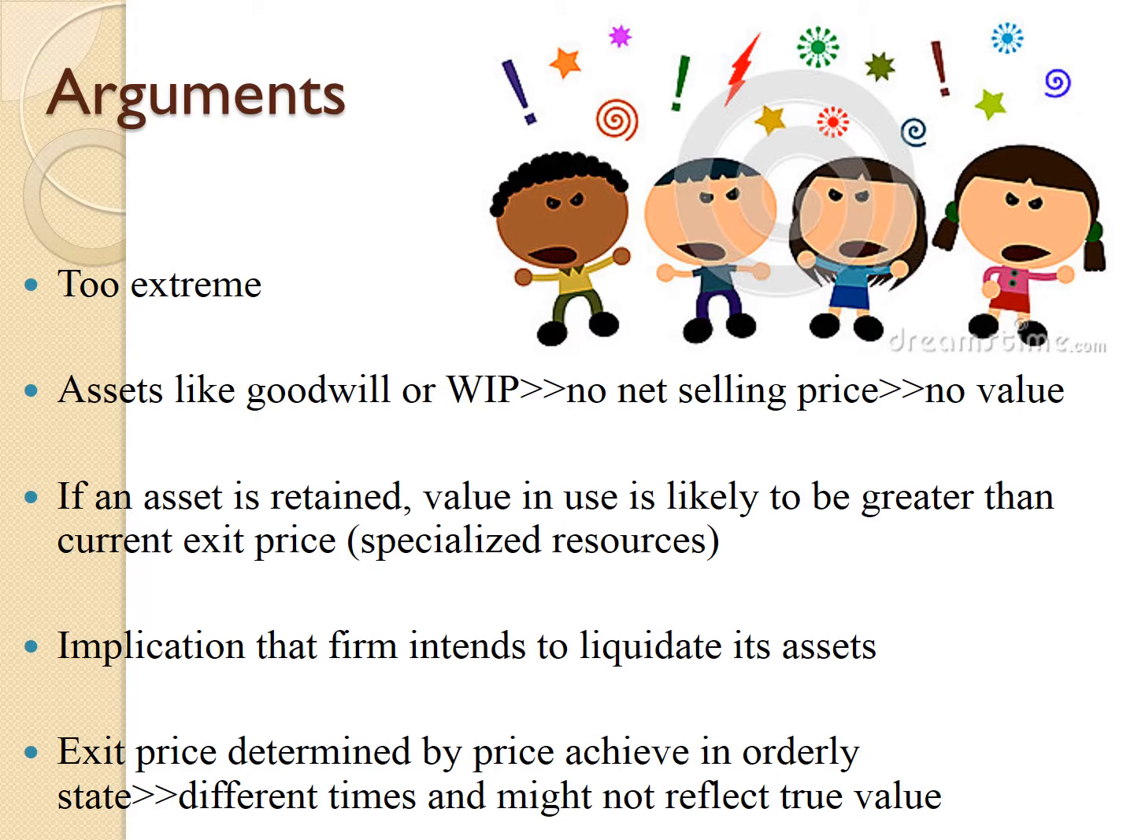Furthermore, it does not consider the value in use of assets. If an asset is retained rather than sold, its value in use is more likely to be greater than its current exit price. This could apply particularly in the case of specialized resources, as it may have a positive value in use, but if it cannot be sold separately, for the purpose of this theory, it has no value.